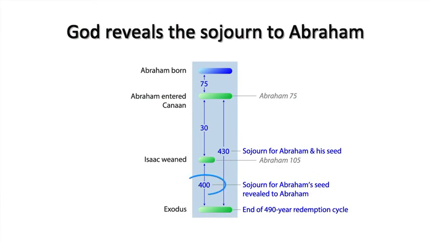We see how our sovereign God works according to a timetable. For example, God had an appointed time for the Exodus, which he revealed 400 years beforehand to Abraham, and which was at the end of the 490-year redemption cycle. At the same time as God gave Abraham the covenant, promising him the land of Canaan in Genesis 15, he also told him how long this time period would be, and what would happen to them during this time.